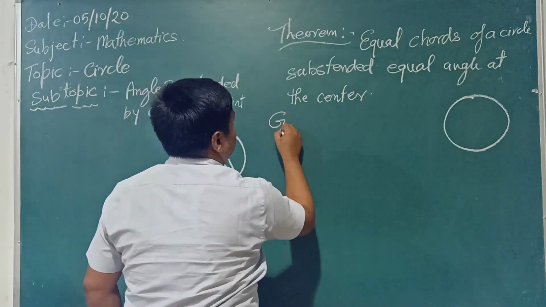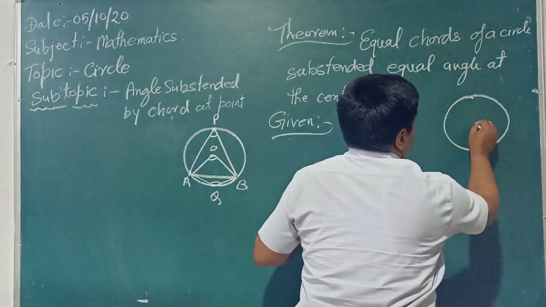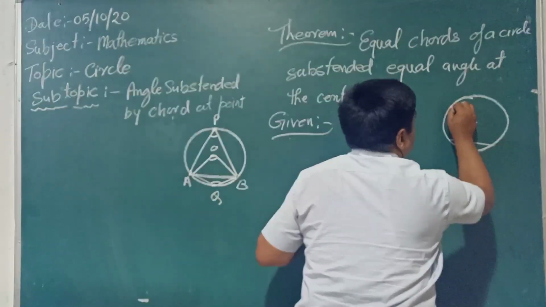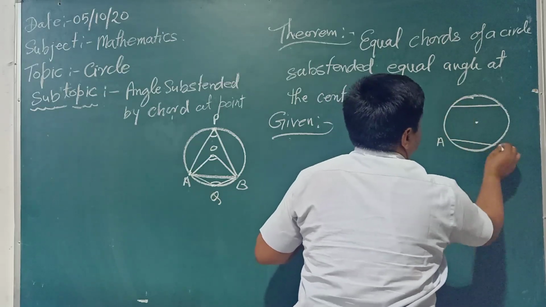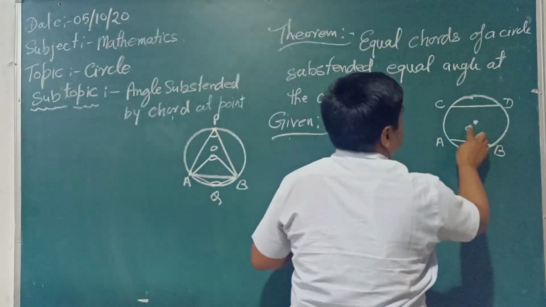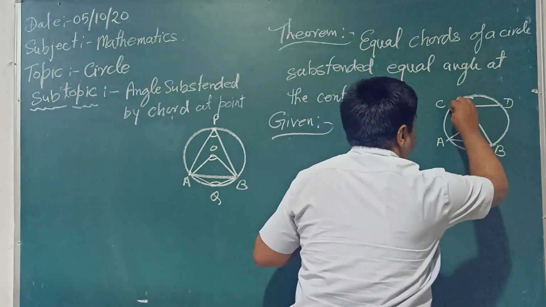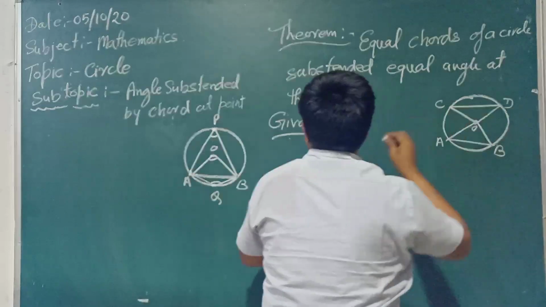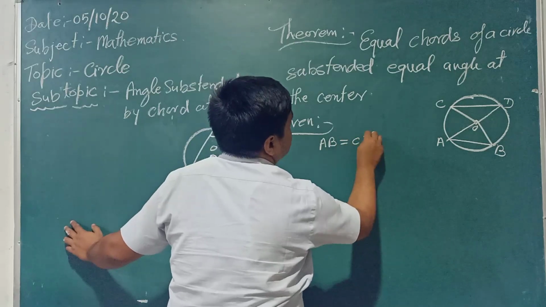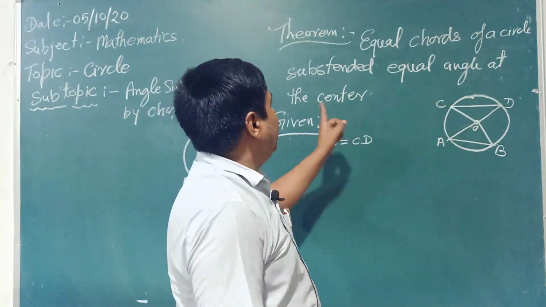First we write the given. What is given? Equal chords. Now you make two chords, and these chords are equal. Suppose this is AB and that is CD, and this is your center. Join AO, OB, OC and OD. So now what is given? Equal chords, that means chord AB is equal to chord CD. Equal chords of a circle subtend equal angles at the center.